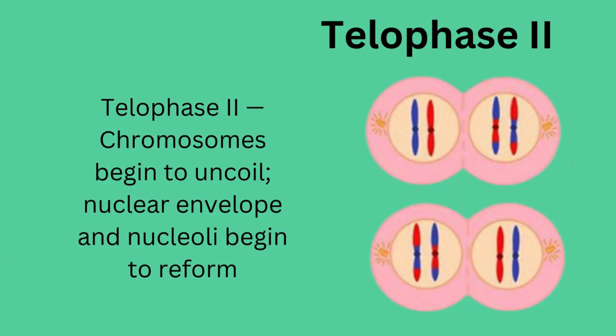In telophase II, the chromosomes begin to uncoil, and the nuclear envelope and nucleoli begin to reform around each set of chromosomes, and the chromosomes decondense. Followed by cytokinesis, telophase II marks the end of meiosis. Four haploid daughter cells are formed as a result.